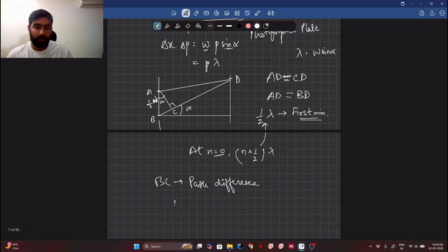So BC is equal to half lambda, which is equal to half W sine alpha. This implies that lambda is equal to W sine alpha.